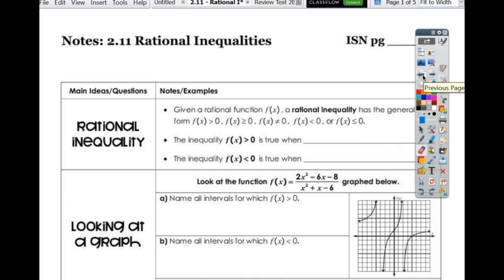So we've already solved polynomial inequalities. So now we're going to do rational inequalities. So the inequality f of x is greater than 0 is true when f of x is positive, and less than 0 when f of x is negative.